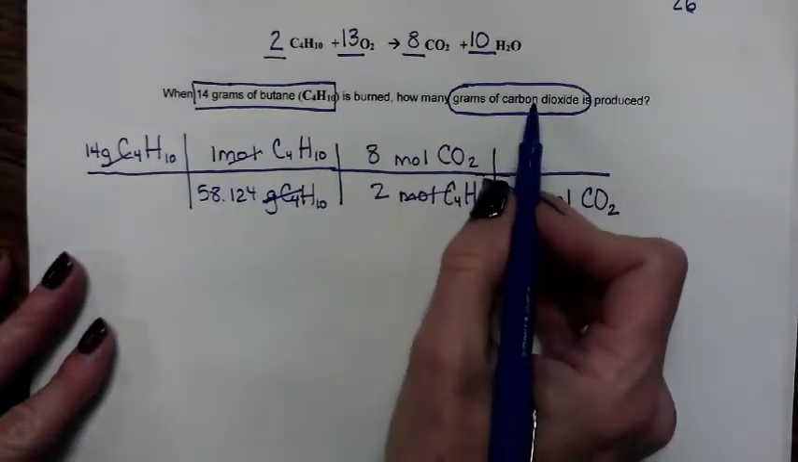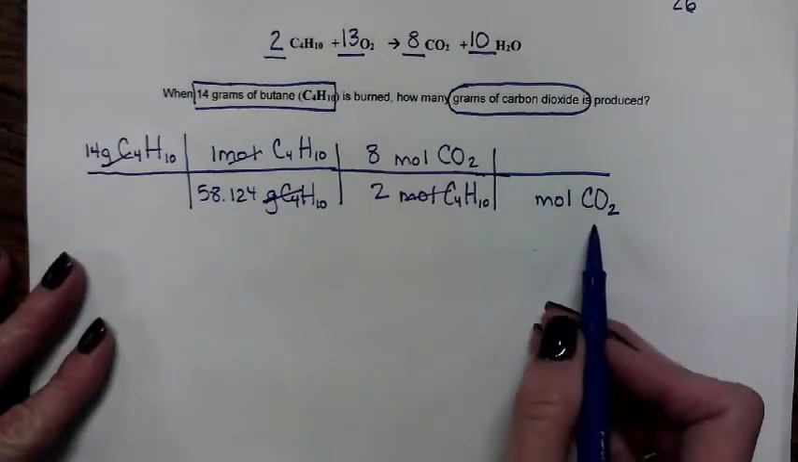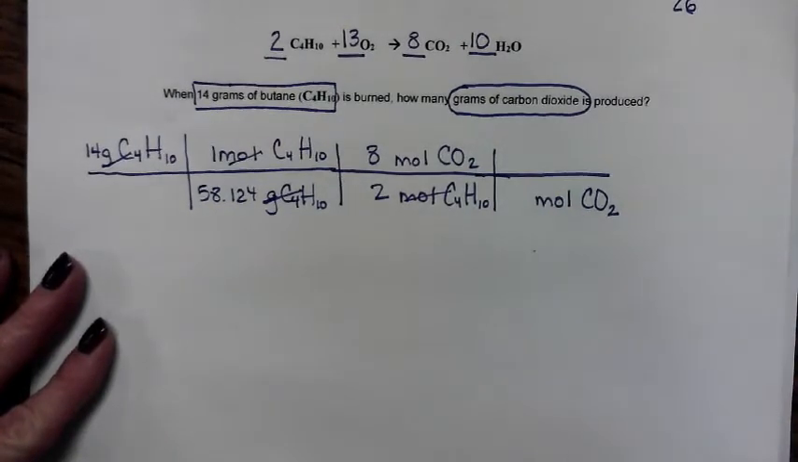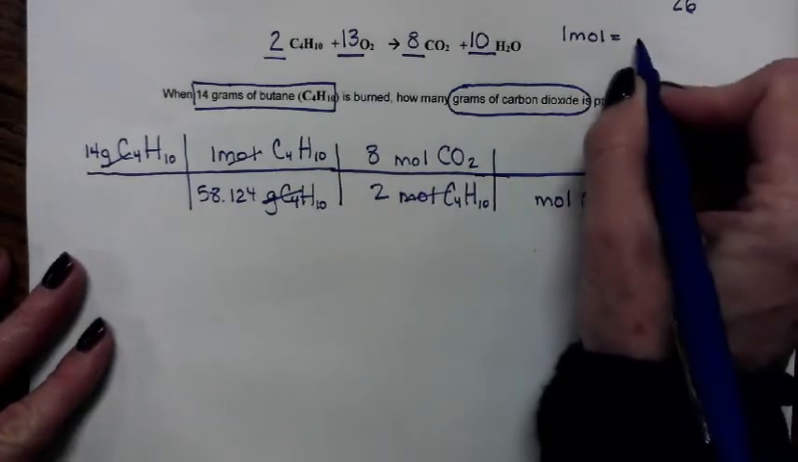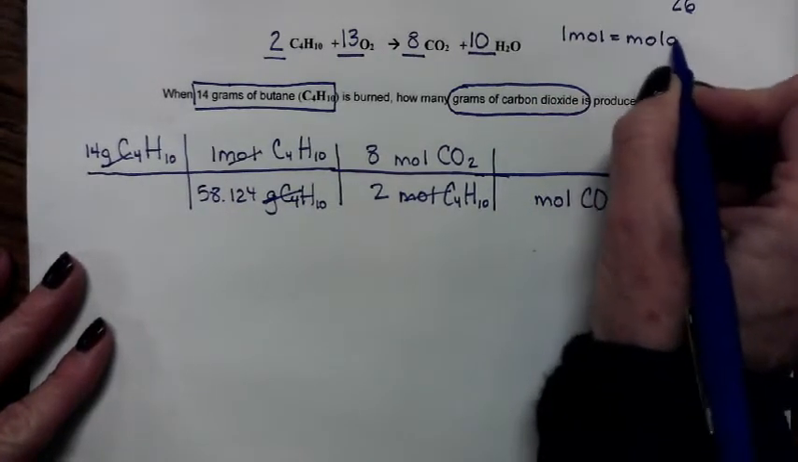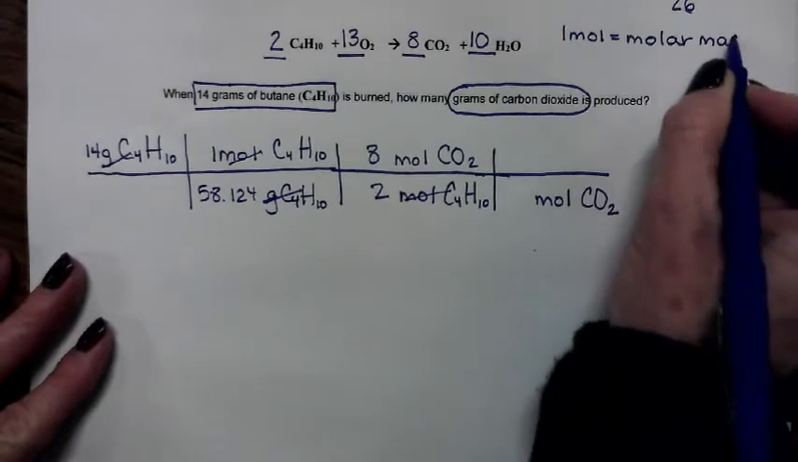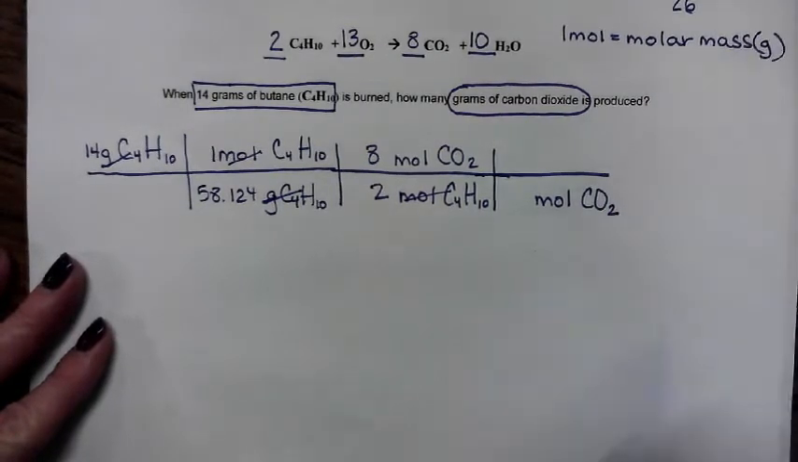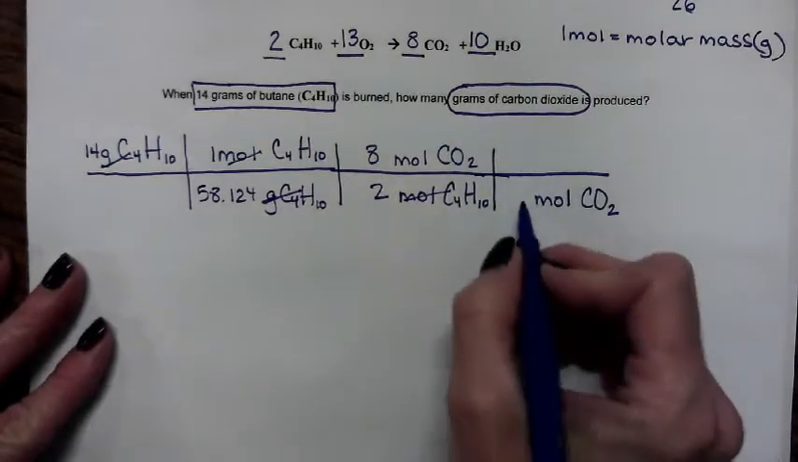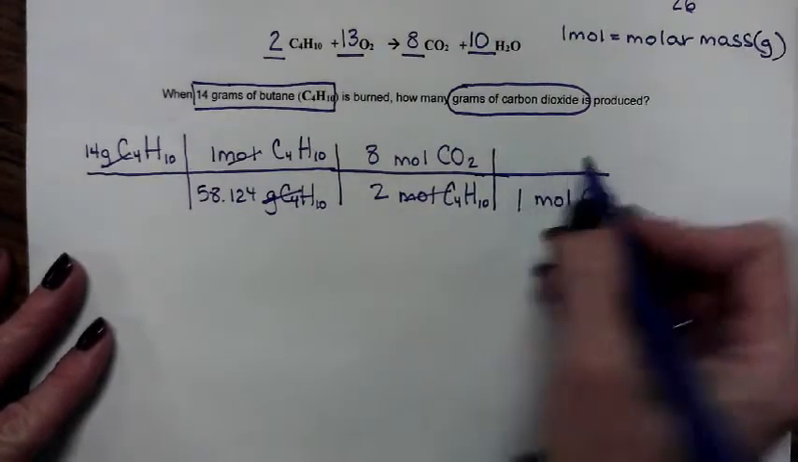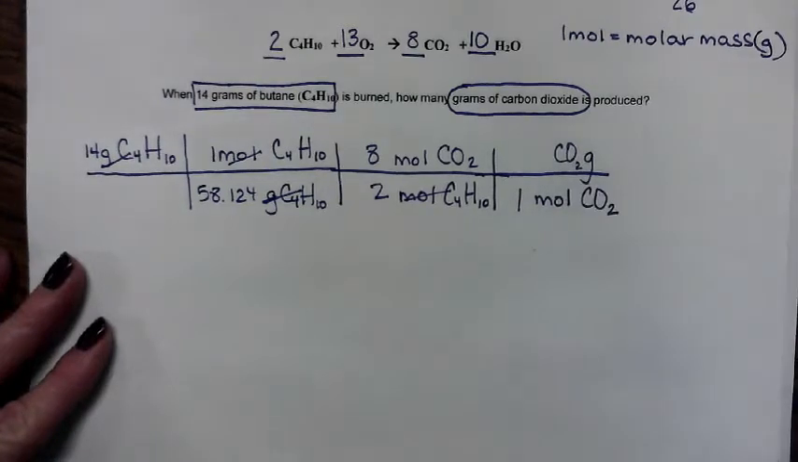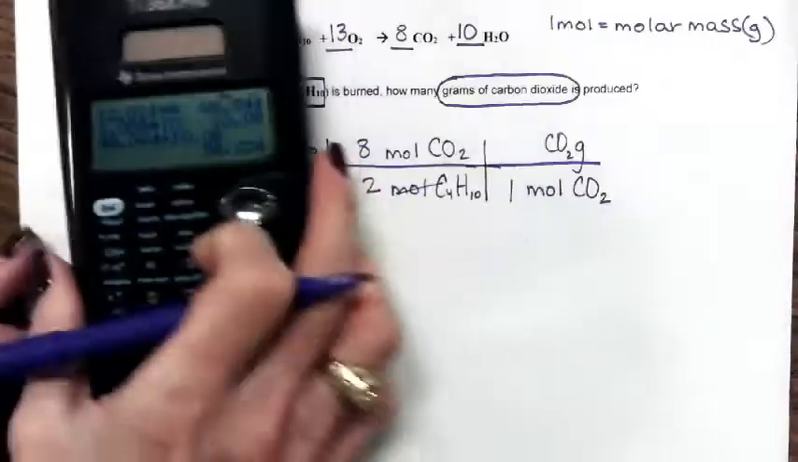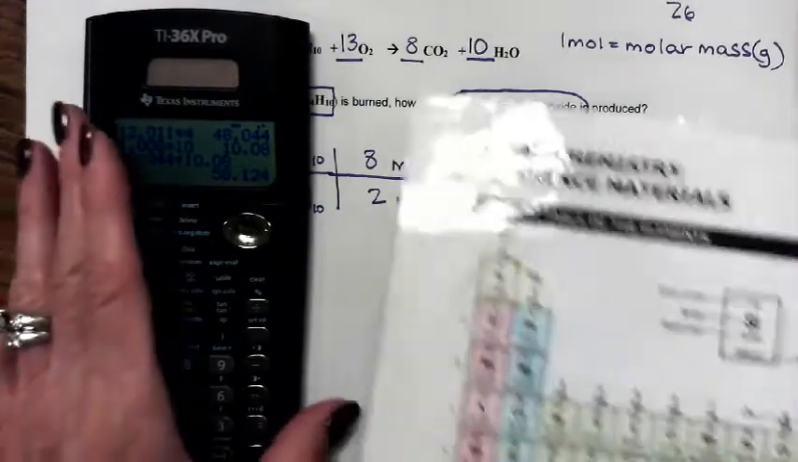Okay, now I need grams of carbon dioxide. Well, I've got mole, 1 mole. And if you recall, 1 mole of anything is equal to its molar mass in grams. Well, that's awfully convenient. 1 mole of carbon dioxide is going to be its molar mass in grams. So we go and find the molar mass of CO2. Back to the periodic table.